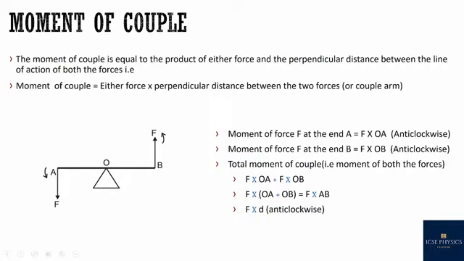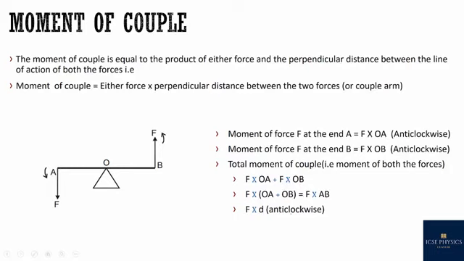Let's see this one. Moment of force at the point A will be how much? Force F into the distance from the axis to this. It is OA, right? We have written OA. And it is turning anti-clockwise. Similarly, the moment of force at point B will be F into OB, and that is also anti-clockwise. So the total moment of force of the couple is F into OA plus F into OB. That becomes F into AB, that is F into D, anti-clockwise.